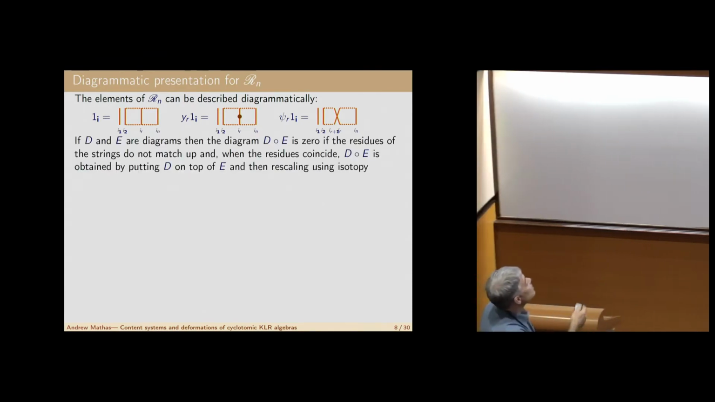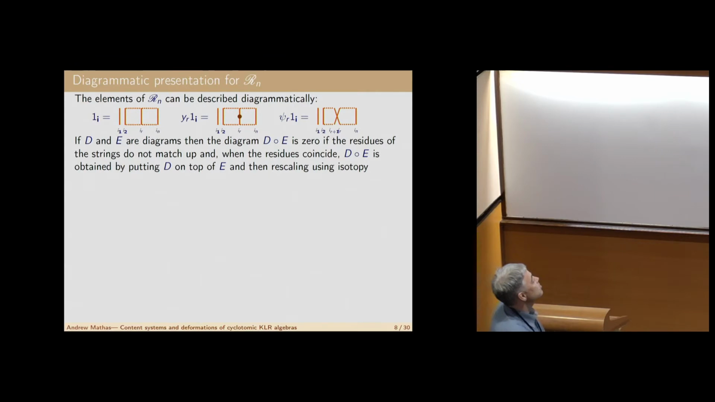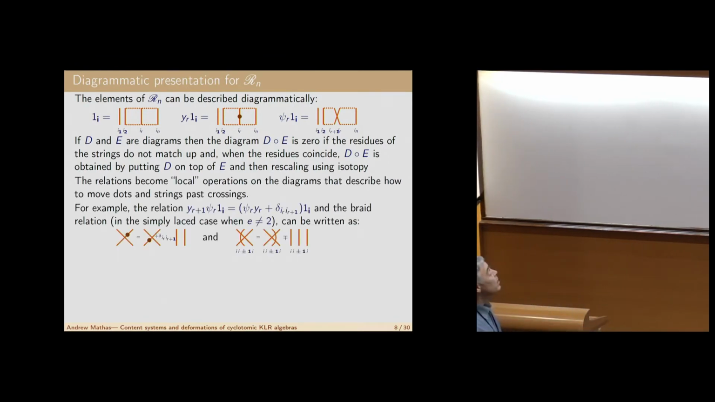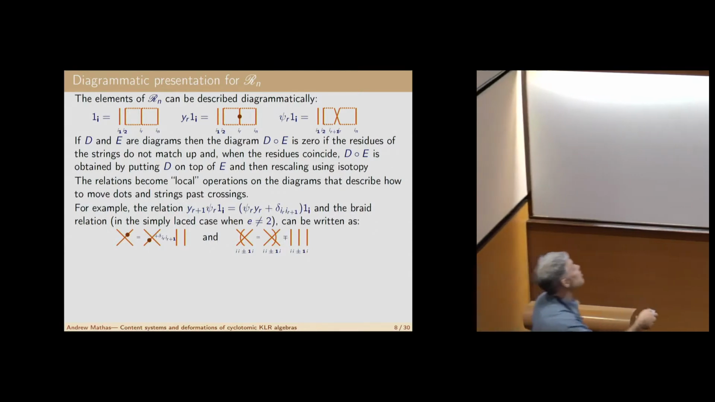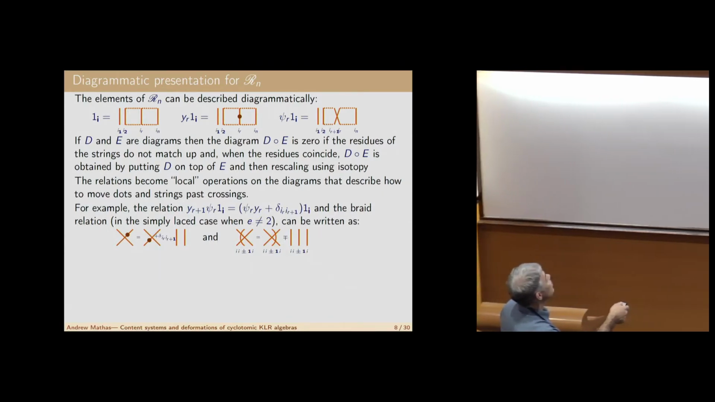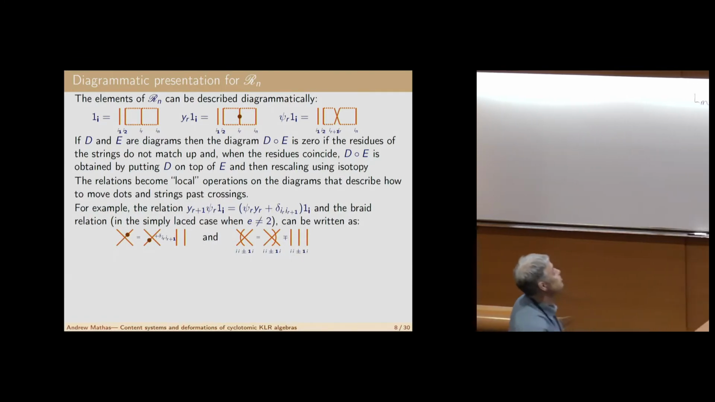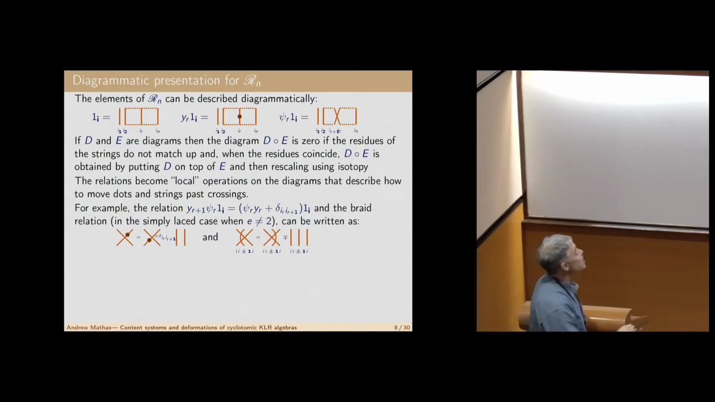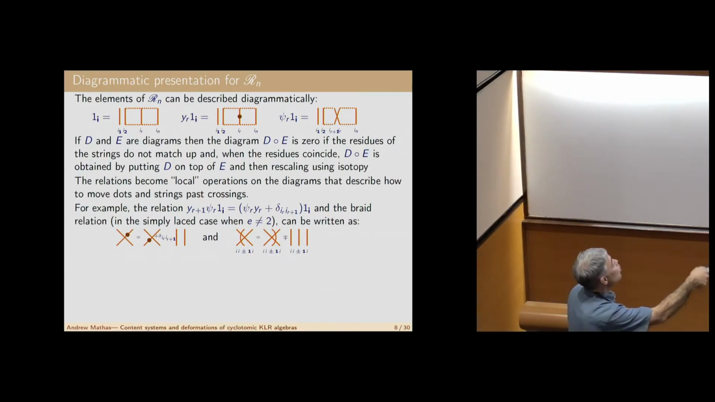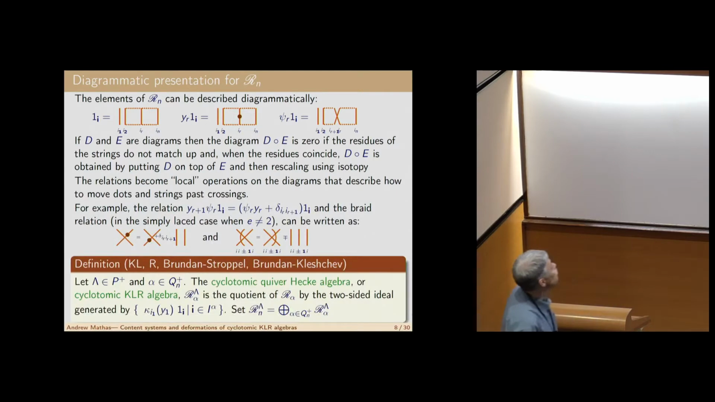If I take two such diagrams, I can just put them one on top of the other to multiply. If the residues don't match up, then I get 0. And then the relations I can think about in terms of these diagrams as well, just as certain local operations. So if I want to move a dot past a string, I need to look at the corresponding residues, which I didn't write down, and then if they're equal, I get an error term, and if they're not equal, then it just commutes through. And then I get braid relations by just moving strands across as well.